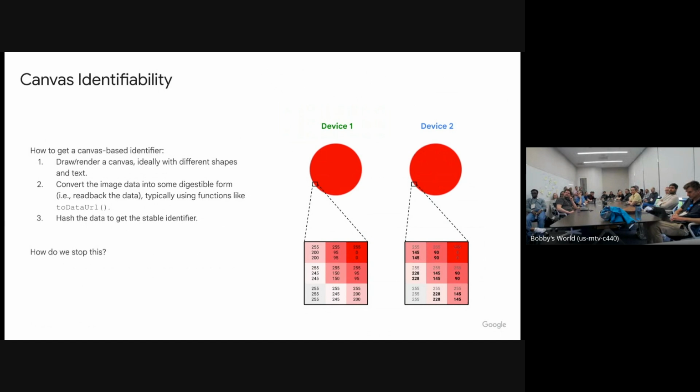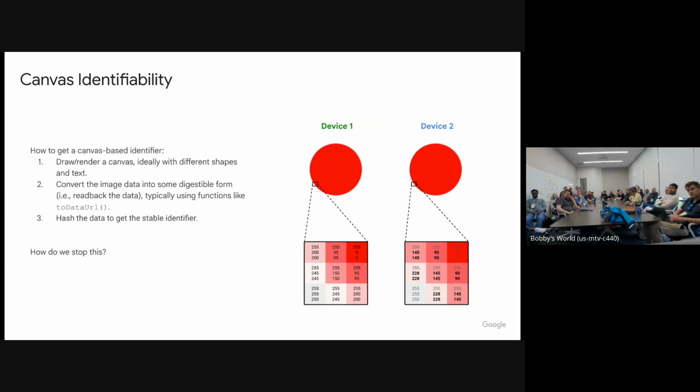So basically, how exactly can we get a canvas fingerprint? Pretty much what we want to do is render a couple of images. The shapes can be different, the colors can be different, and so on. Maybe have some text here and there, and then convert this data into some sort of digestible form. Mainly there are 2 APIs that we're targeting: the toDataURL and getImageData APIs, or operations here. And lastly, most fingerprinters end up hashing this data to get some sort of stable identifier.